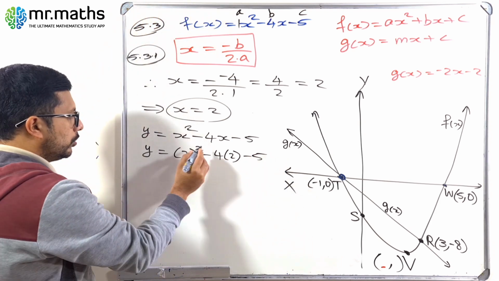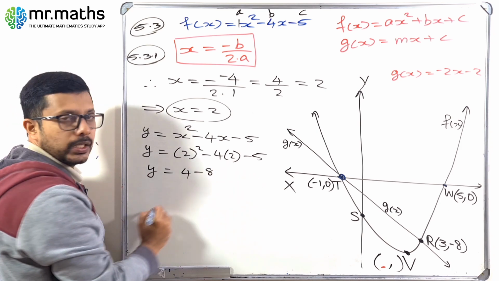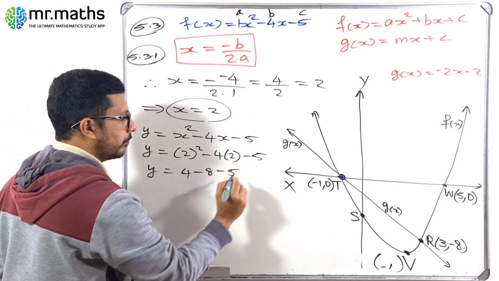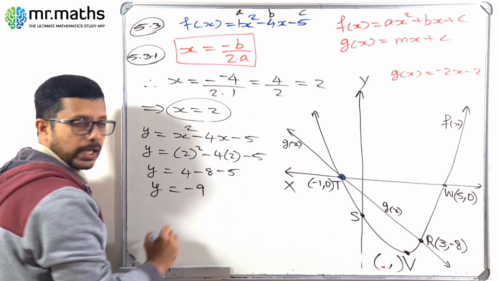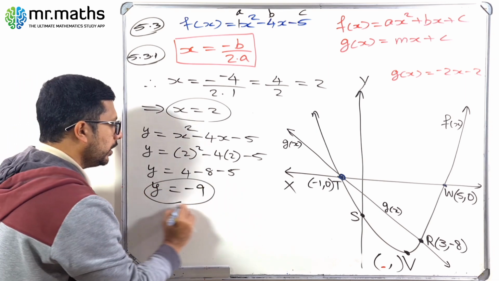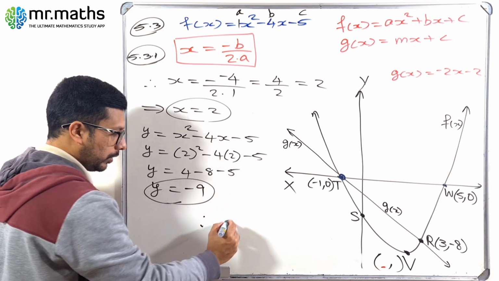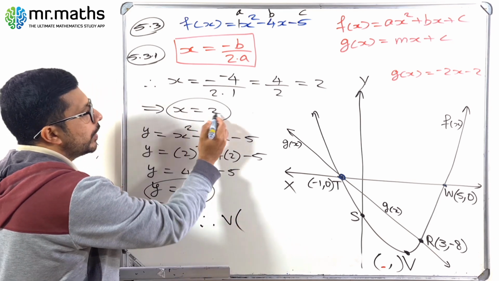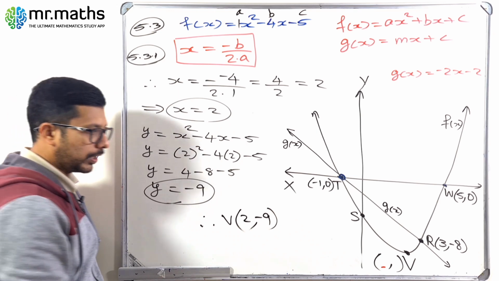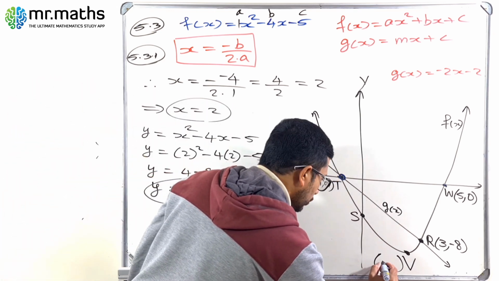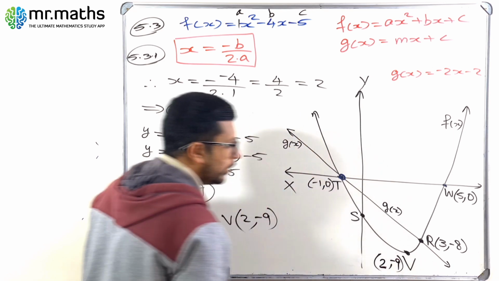So 2 square is 4, 4 into 2 is minus 8, then minus 5. Check in your calculator, what is the answer? 4 minus 8 minus 5 is minus 9. So the value of y is minus 9. Therefore the coordinate of V is: the x value is 2 and the y value is minus 9.